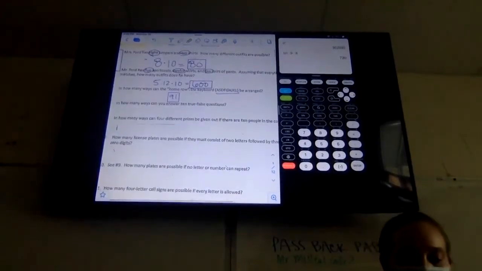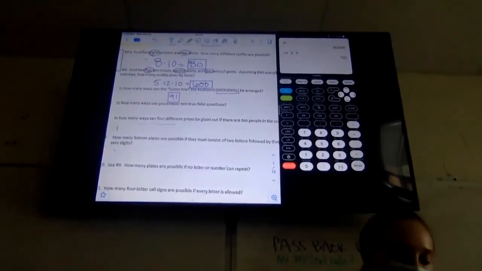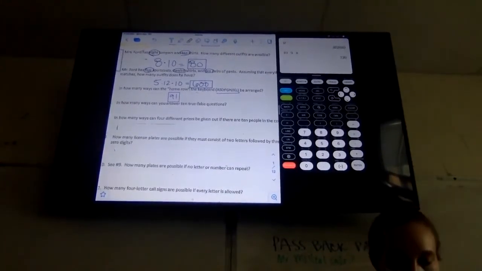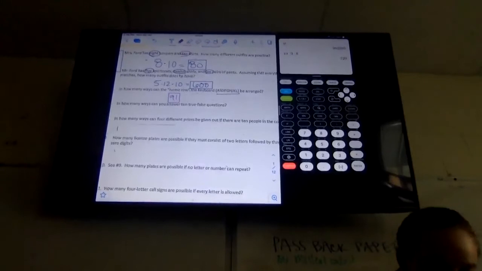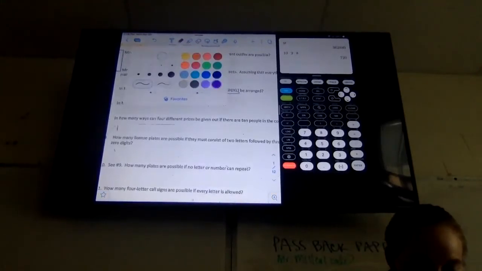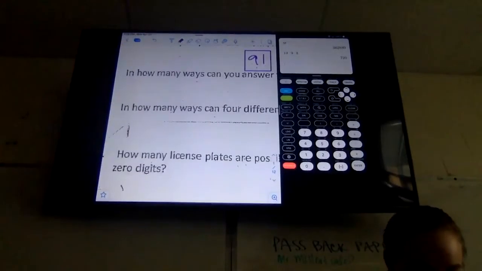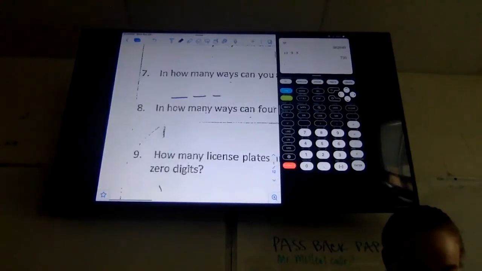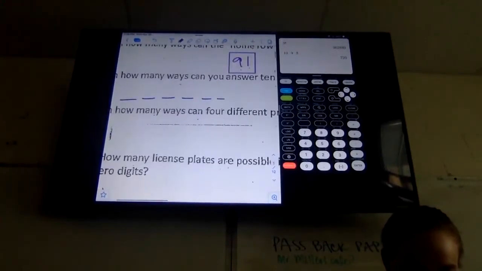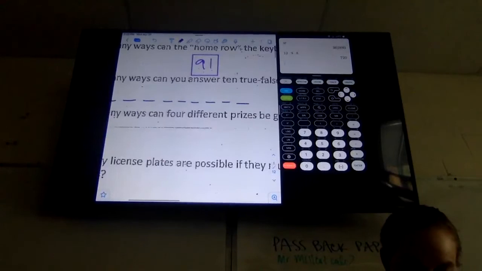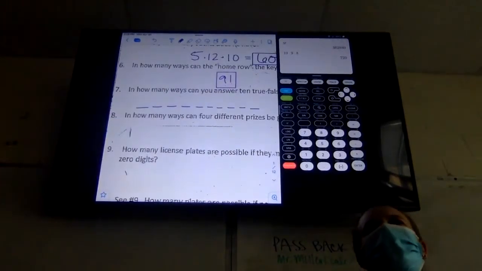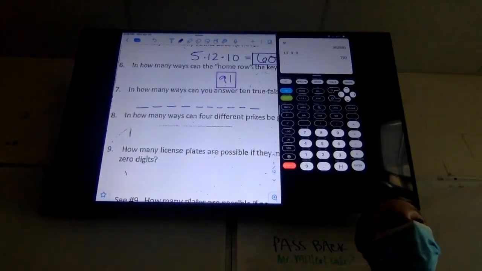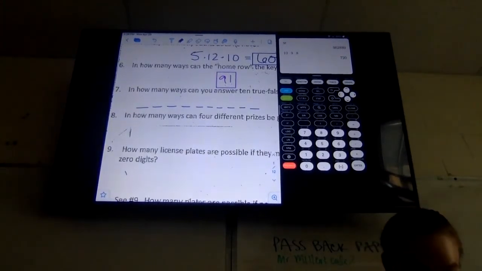Number 7 is a little bit different. It says, in how many ways can you answer 10 true false questions? Okay, I personally like these little lines. If you hate them, you don't have to use them, but I like them. And so I'm thinking, okay, I've got 1, 2, 3, 4, 5, 6, 7, 8, 9, 10 questions. How many options do I have for possible answers for that first question? 2, right? It's either true or false.